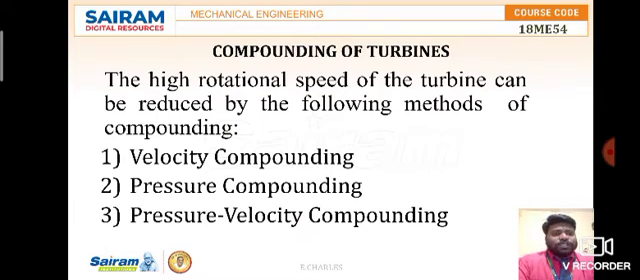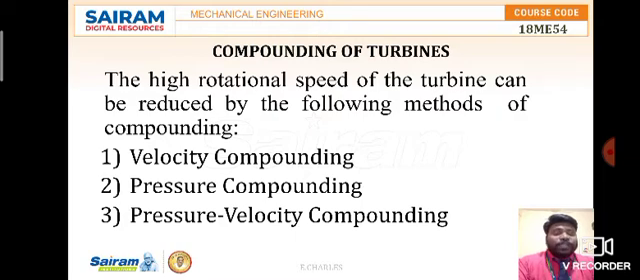Now, how can that compounding be done, and what are the different ways compounding can be done for steam turbines? The high rotational speed of the turbine can be reduced by the following methods. One is velocity compounding, next is pressure compounding, and the last is pressure velocity compounding. When you do the compounding, if you take the velocity parameter into consideration, it is called velocity compounding. If you think about pressure, then it is pressure compounding.